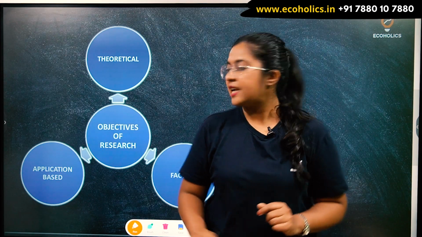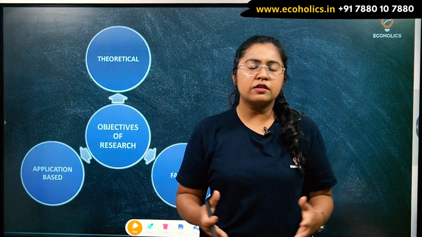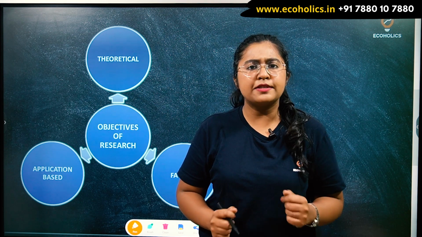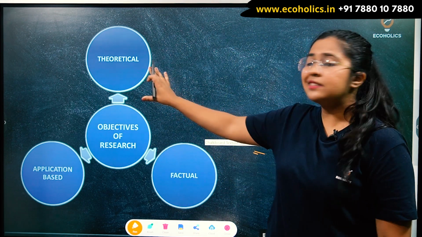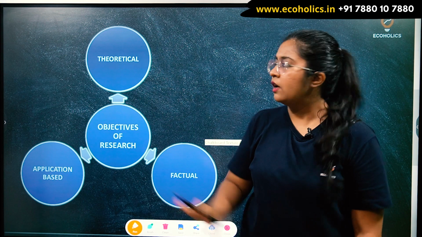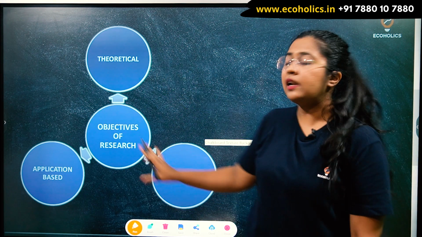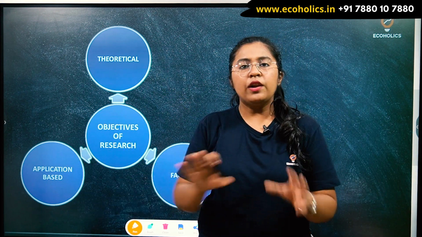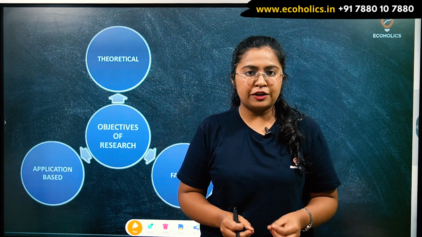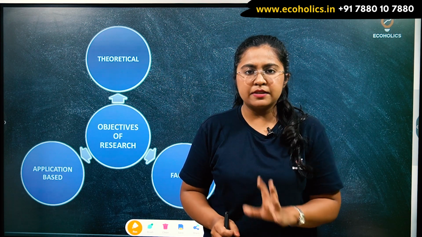Now let's understand the objectives of research. What are the objectives of research? So the research carries three major objectives: theoretical, factual and application based. Let's understand each of this objective of research in a very simplistic way.